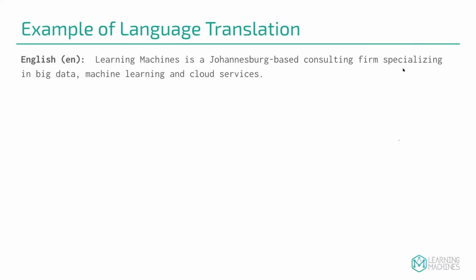So let's take an example of language translation. Let's have this English sentence here, which says: Learning Machines is a Johannesburg-based consulting firm specializing in big data, machine learning, and cloud services. And let's see if we can translate that into different languages. Now, I'm sure most of you in the audience come from South Africa, and unfortunately, I'll have to pick a different language here. One of the languages that Amazon Translate provides is Afrikaans. And let's see what translation it gives for this sentence in Afrikaans.